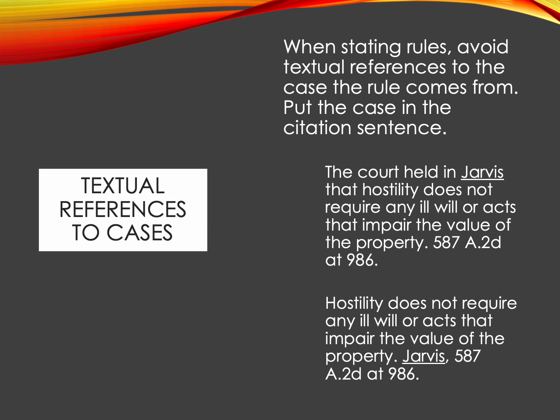When stating rules, avoid textual references to the case the rule comes from, and again, put that into the citation sentence. So here we show you a way to improve this. Instead of saying the court held in Jarvis, blah, blah, blah, you can just say hostility does not require any ill will or acts that impair the value of the property, and then the citation sentence with Jarvis lets the reader know that that's where it came from. I think that the reader will read your whole sentence if you keep that citation information at the end, whereas if you have it in the middle of the sentence, again, you're risking that your reader might stop reading.